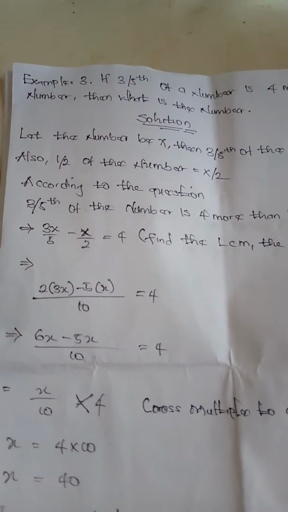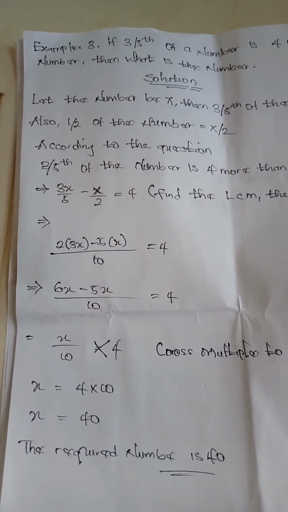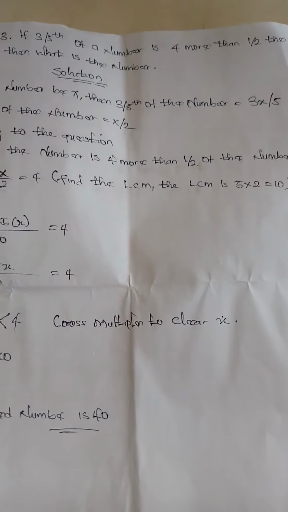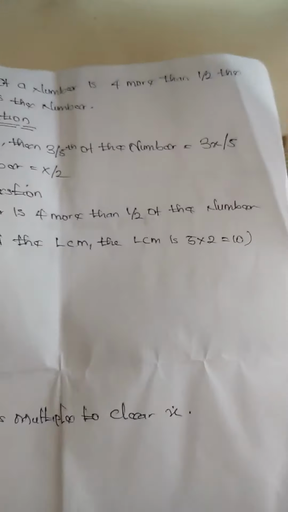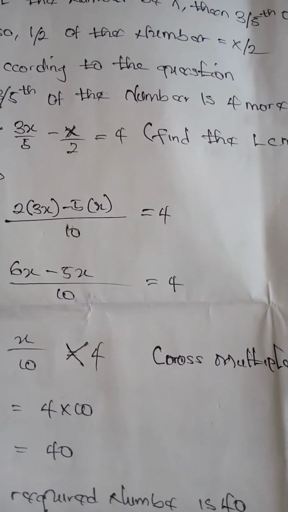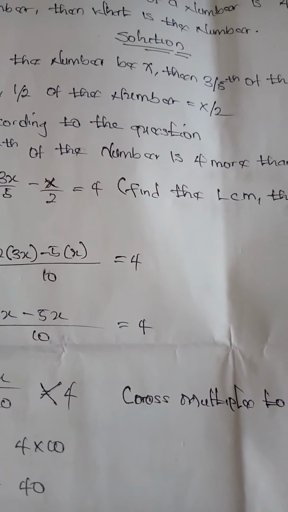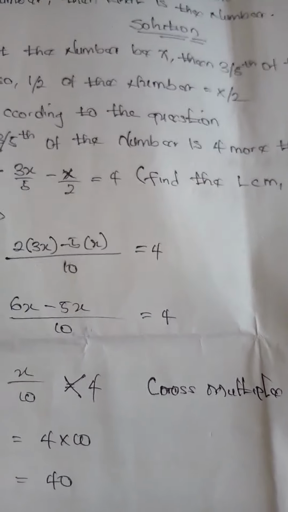So now, we are trying to translate it into an equation. 1/5 of the number is 4 more than half the number. So now I've translated it into an equation: x over 5 minus x over 2 is equal to 4. 4 is like our sum here.